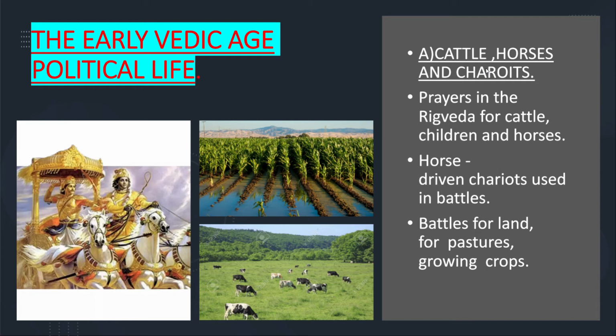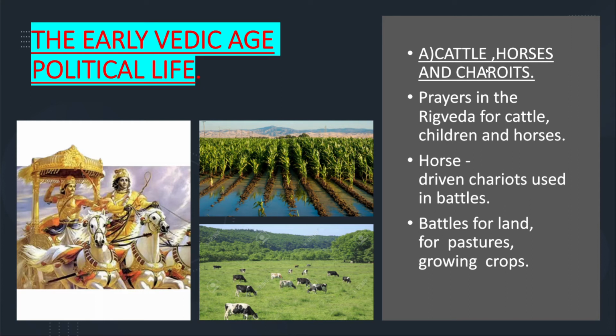In the early Vedic period, there were many kinds of people living in the subcontinent, like the hunter-gatherers, forest dwellers, pastoralists or cattle herders, peasants and later townspeople. Cattle, horses and chariots. There are many prayers in the Rig Veda for cattle, children and horses. Horses were yoked to chariots that were used in battles which were fought to capture cattle.